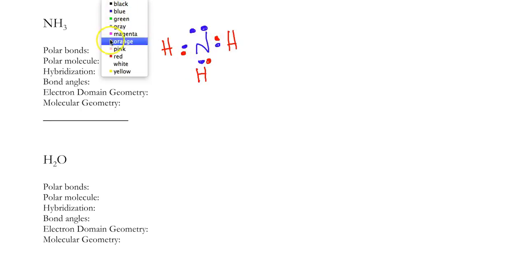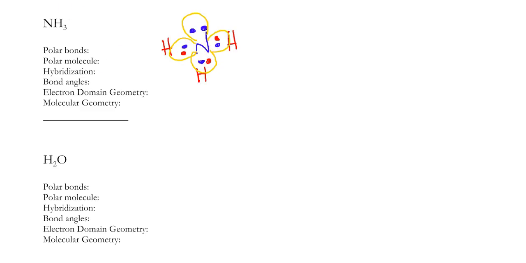Why? The first thing I see is that there are 1, 2, 3, 4 regions of electrons. So that tells me the hybridization has 4 different orbitals, an s and 3 p's. The bond angles are 109.5. Electron domain geometry, of course, is tetrahedral. And the molecular geometry is not tetrahedral because we have to consider where the atoms are.